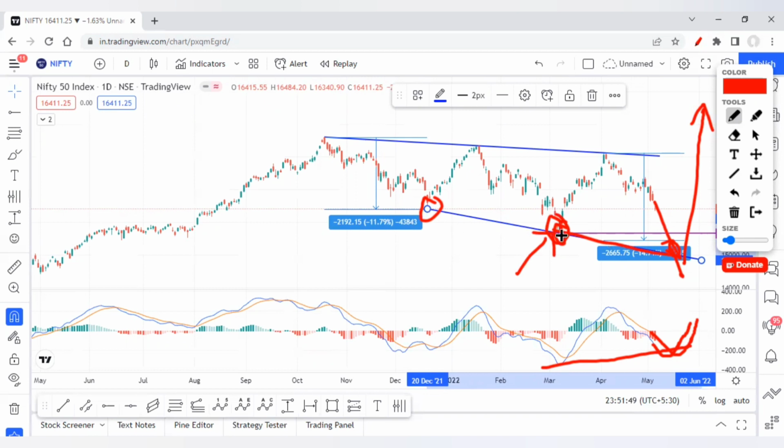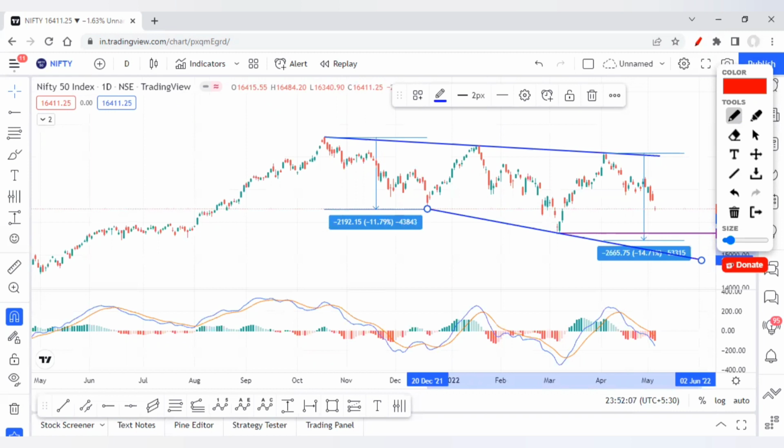So this trend line it should respect, and this expanding channel it should respect, and from there it should bounce. So this is how we look at price action based targets of Nifty. So without further delay, let's go ahead and check the Elliott wave.